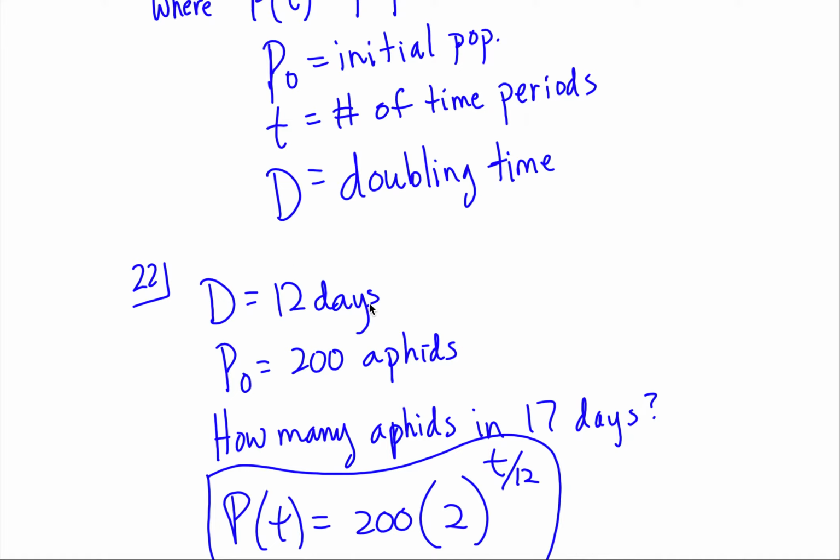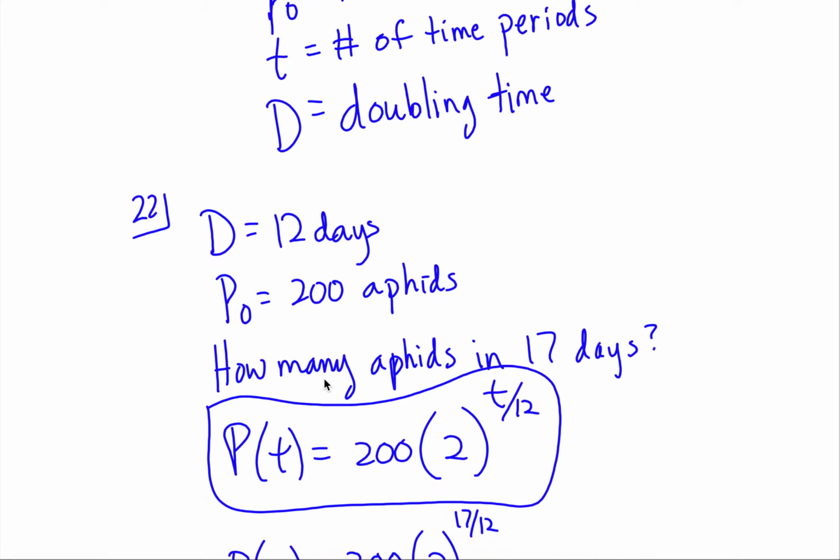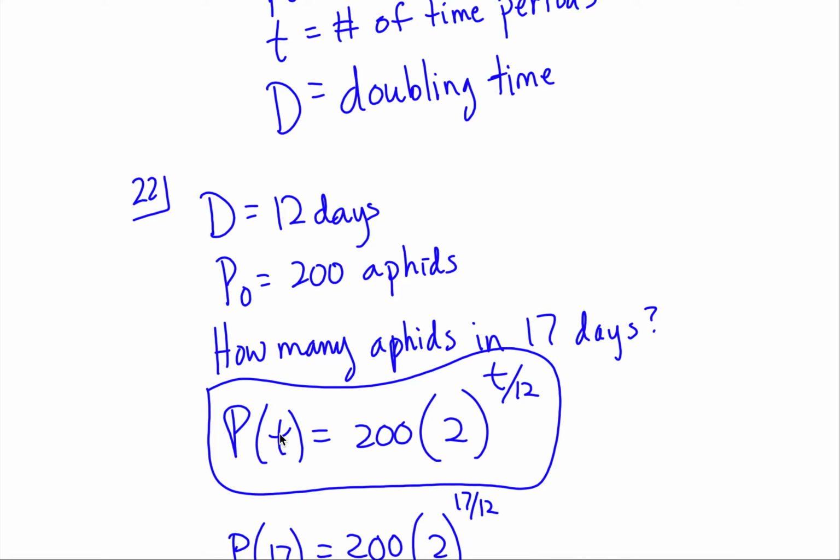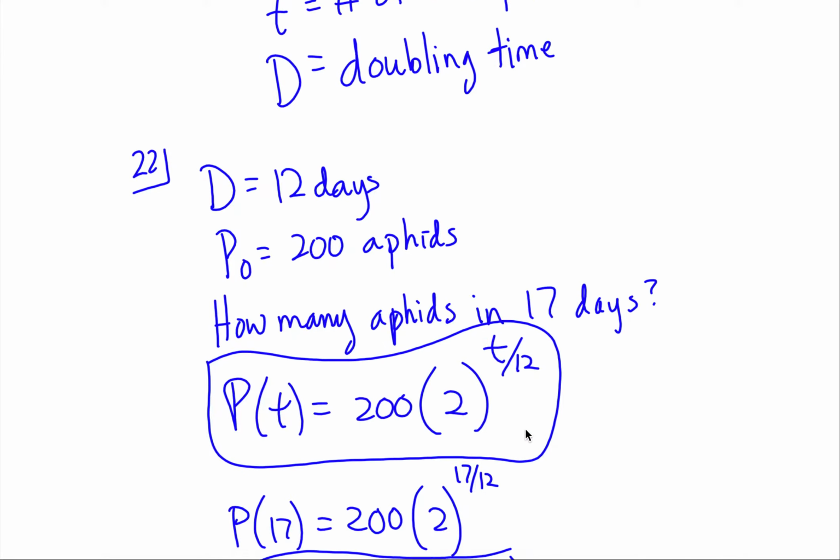Again, we know that it doubles in 12 days, so we know we're going to have at least twice as many as we started with after 17 days, but we want to know exactly how many so we know how we can deal with them. So P of t, because it's a doubling formula, I'd write down the doubling formula. P of t would be my 200, where I started, and then the rest of my doubling, and my doubling time was 12, so I put the 12 in up here. You can see right there, 12.